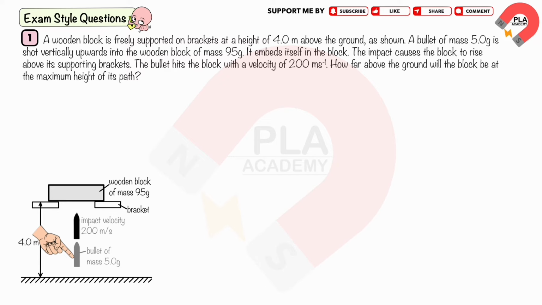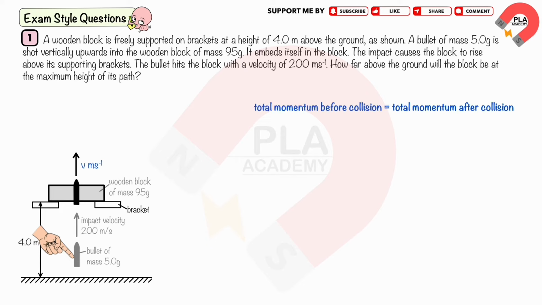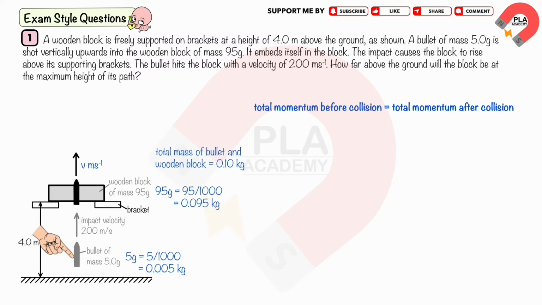When the bullet hits the block with a velocity of 200 meters per second, they stick together with a speed v, as shown. We calculate the speed v of the bullet and the block by total momentum before collision equals total momentum after collision. First, we convert the masses to kilograms. Bullet mass, 5 grams equals 0.005 kilograms. Block mass, 95 grams equals 0.095 kilograms. So, the total mass of the bullet and wooden block is 0.1 kilograms.